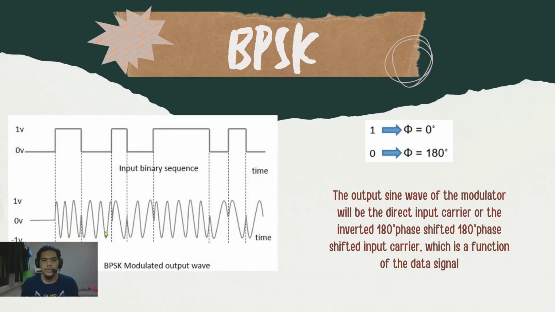Output BPSK modulated wave will invert 180 degrees when the input binary sequence changes its state. As you can see from the example, when the input binary sequence changes from state 1 to state 0, the output wave will invert 180 degrees.